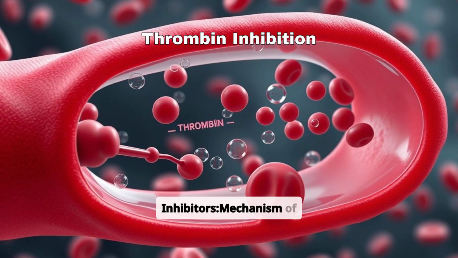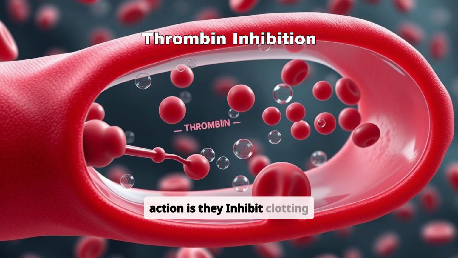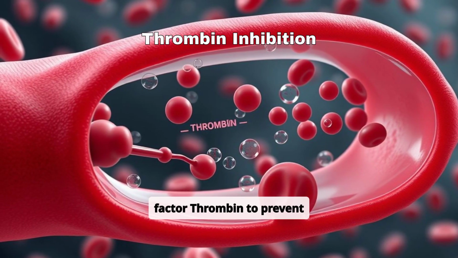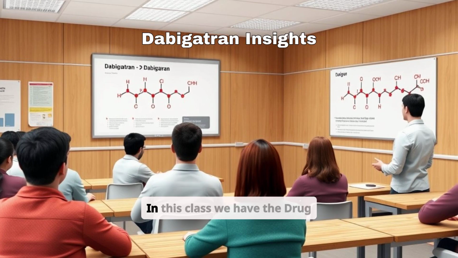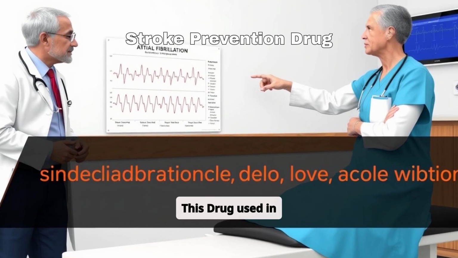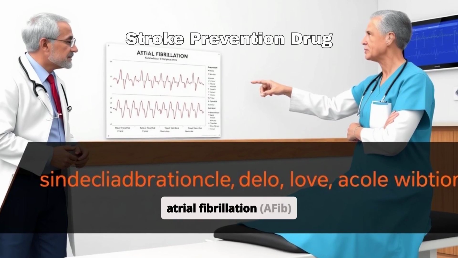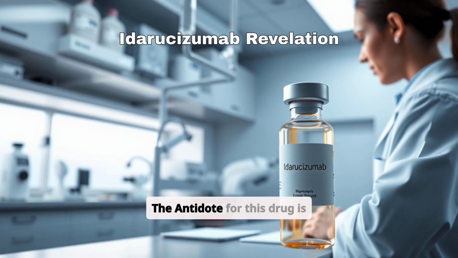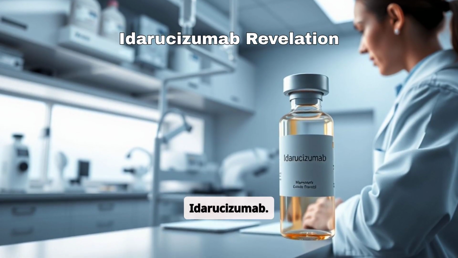Direct thrombin inhibitors. Mechanism of action is they inhibit clotting factor thrombin to prevent clot formation. In this class, we have the drug called dabigatran. This drug is used in stroke prevention in atrial fibrillation, AFib. The antidote for this drug is idarucizumab.